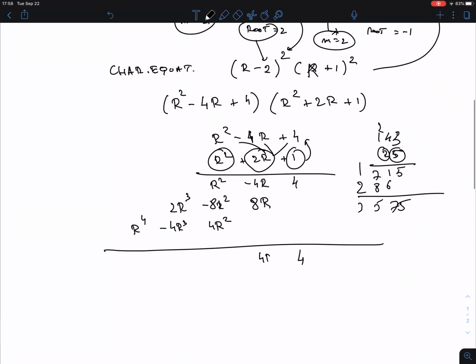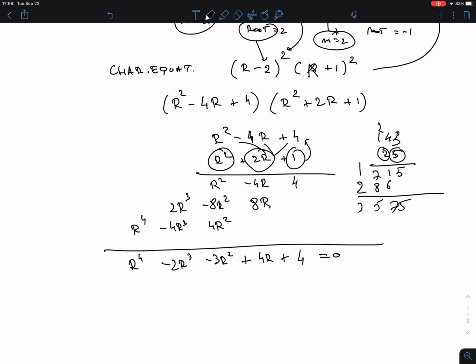So this is 4r. This would be 4 plus 5 minus 8, that's minus 3r squared. This would be minus 2r cubed. And this would be r to the 4th. Okay, and then the pluses here. Now that's the characteristic equation.